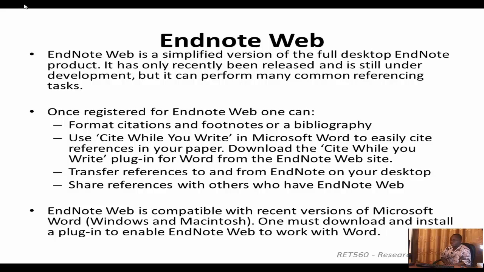Then there's EndNote or EndNote Web. Here I speak about EndNote Web because EndNote Web is a derivation from EndNote. EndNote Web is a simplified version of the full desktop EndNote product. It has only recently been released and it's still under development, but it can perform many common referencing tasks. Once registered for EndNote Web, one can format citations and footnotes or a bibliography. One can use Cite While You Write in Microsoft Word to easily cite references in your paper. Download the Cite While You Write plugin for Word from the EndNote website.